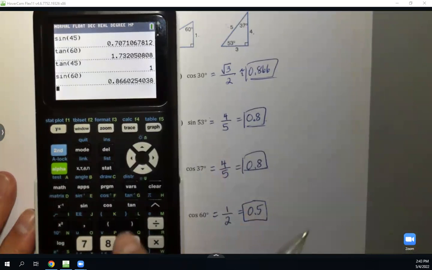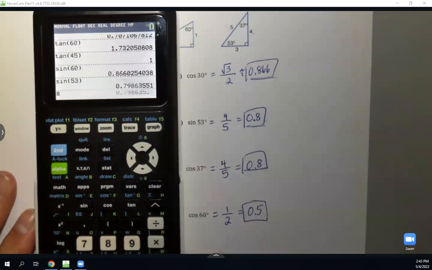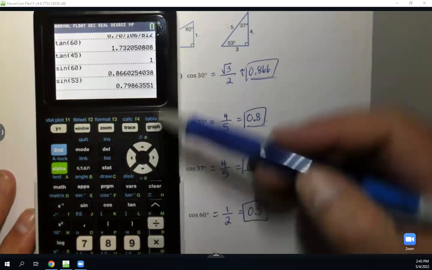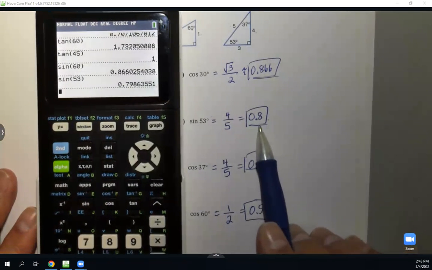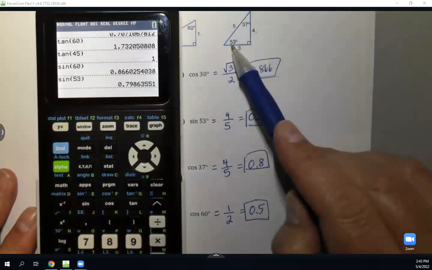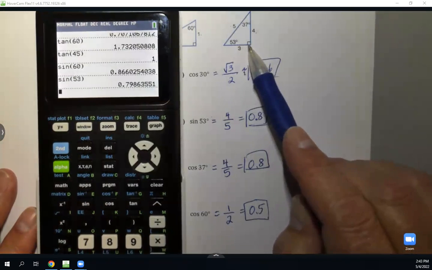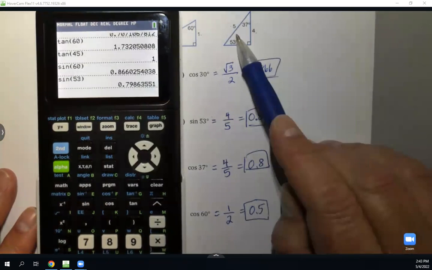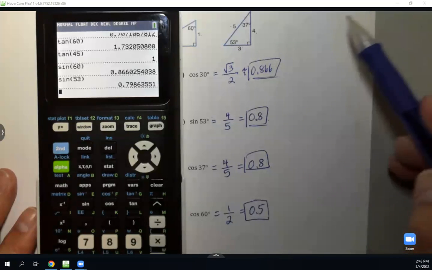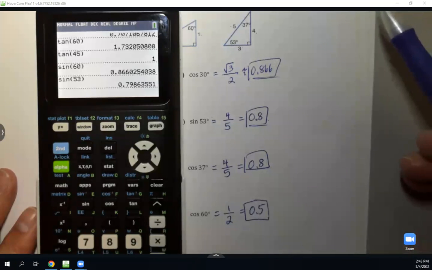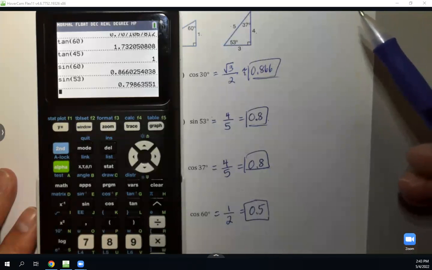If I do the sine of 53 degrees, that's this one, that's about 0.8. Now, that's not exactly 0.8, like we got exactly 0.8 before, but the reason is because that's not really exactly 53 degrees. It's approximately 53 degrees. So when I take the sine of 53 degrees, the opposite over the hypotenuse is about 4/5. It's not exactly 4/5. Make sense?